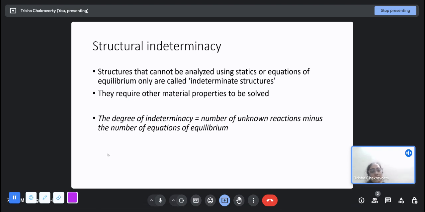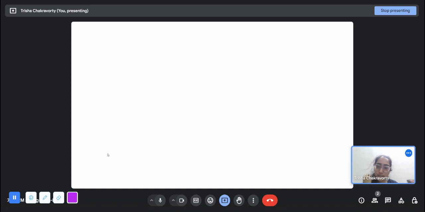If the number of reactions is less than the number of equations of equilibrium, the structure is not stable at all. And so we are not going to look at those kinds of structures, because an unstable structure is not in question. And indeterminate structures are those where the degree of indeterminacy is greater than or equal to 1.